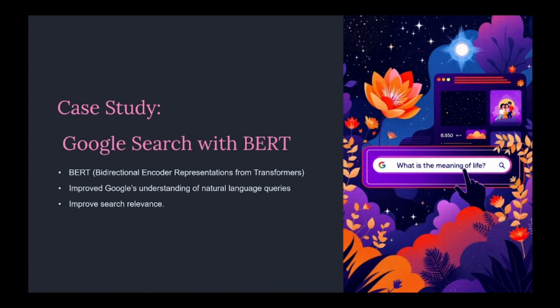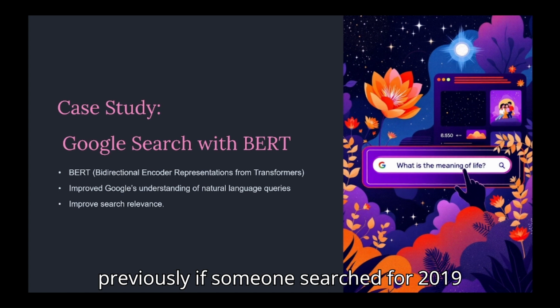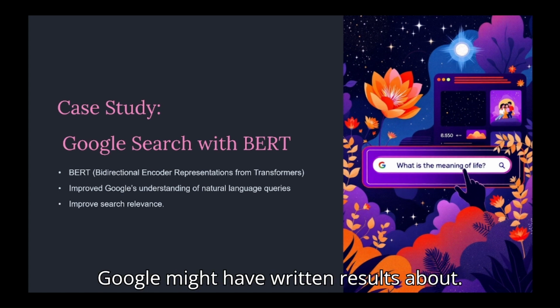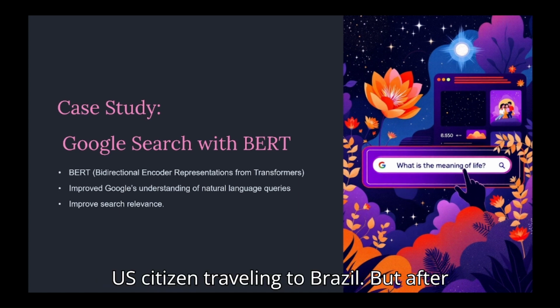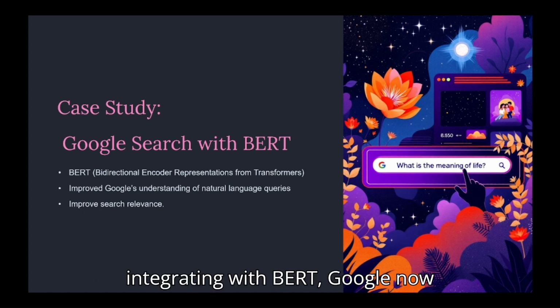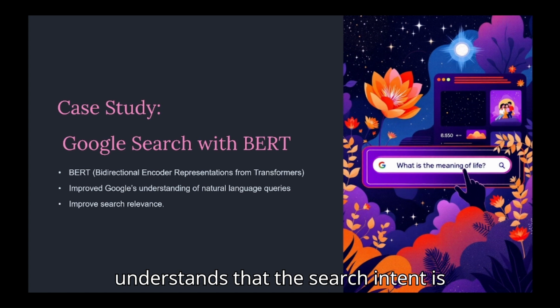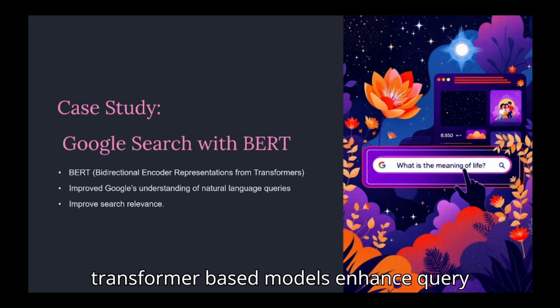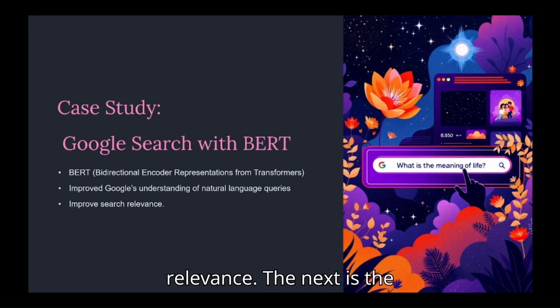For example, previously if someone searched for 2019 Brazil traveler to USA needs a visa, Google might have returned results about US citizens traveling to Brazil. But after integrating BERT, Google now understands that the search intent is about Brazilian citizens needing a US visa. So this case study highlights how transformer-based models enhance query understanding and improve search relevance.